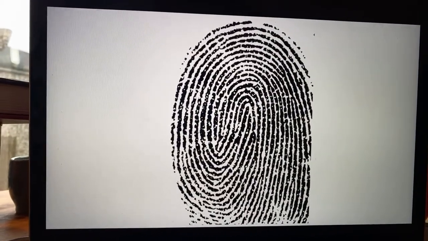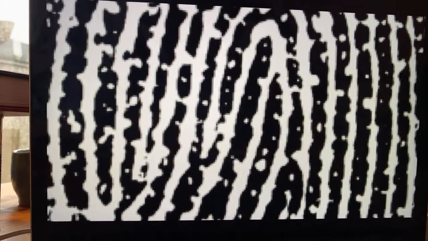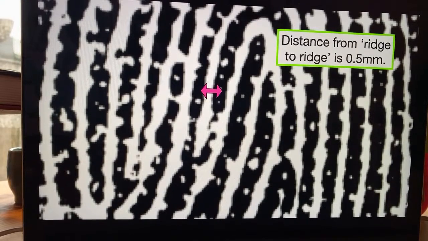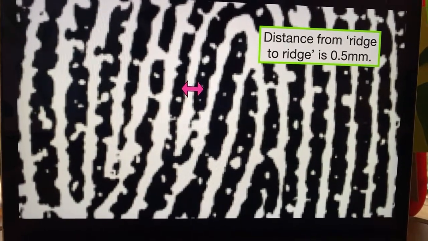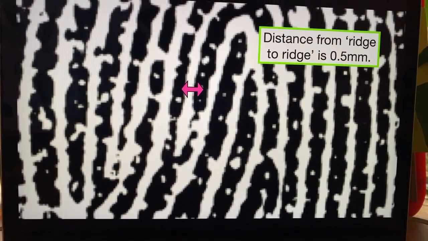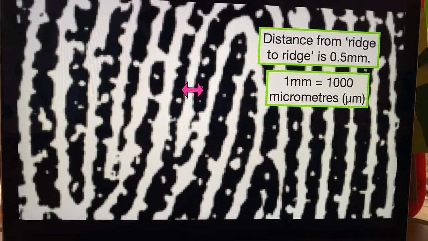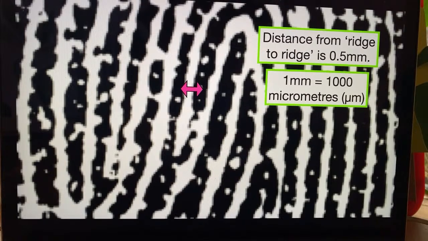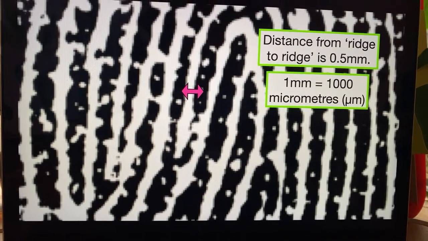So here's a massive fingerprint. I'm going to close up even more, which some people found quite creepy yesterday. This distance between 2 ridges is 0.5 millimeters, half a millimeter. So I've just told you that 1 millimeter is 1,000 micrometers. So what's the width from ridge to ridge on your fingerprint in micrometers then?